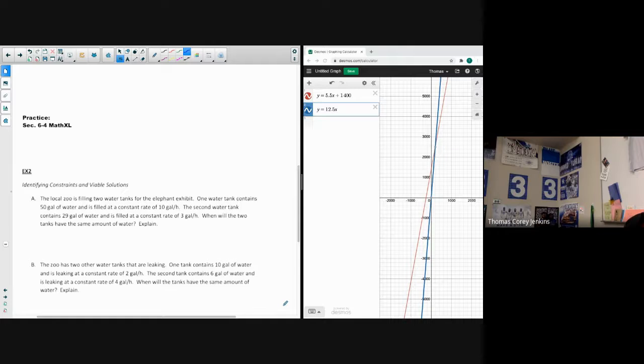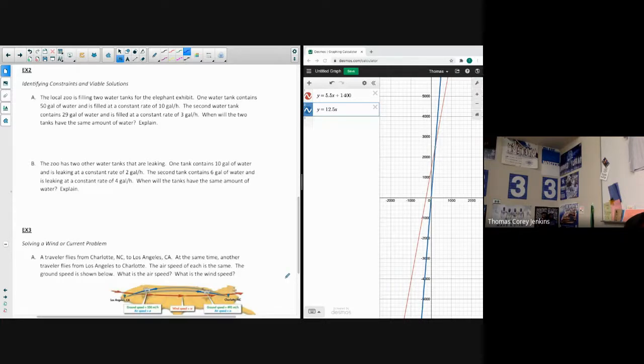And you'll have some like this on Math Excel. It says identifying constraints and viable solutions. Viable solutions means an answer that makes sense given the context of the problem. So 2A: the local zoo is filling 2 water tanks for the elephant exhibit. One water tank contains 50 gallons of water and is filled at a constant rate of 10 gallons per hour. The second water tank contains 29 gallons of water and is filled at a constant rate of 3 gallons per hour. When will the 2 tanks have the same amount of water?